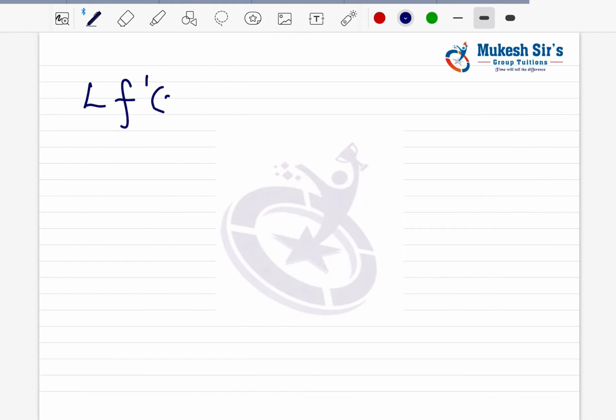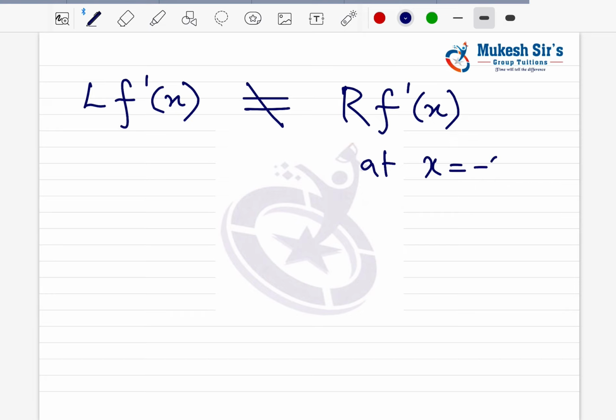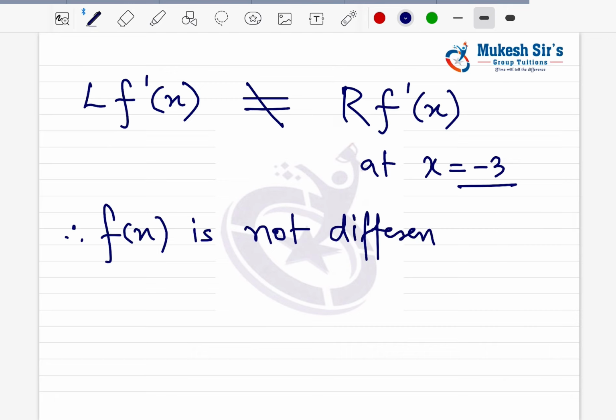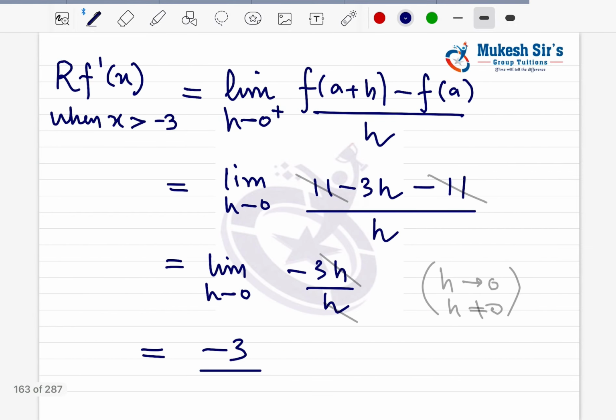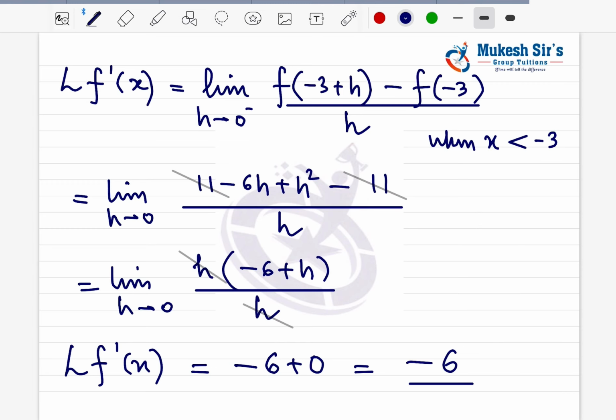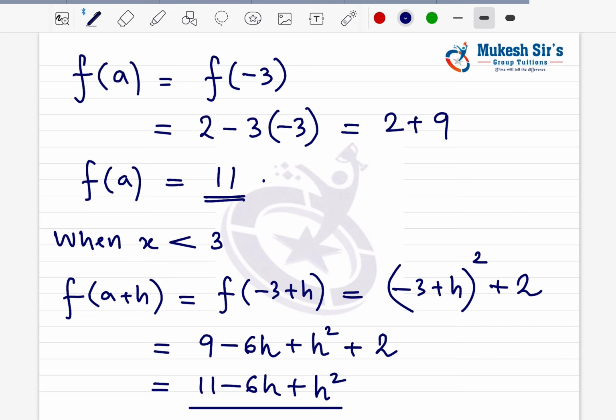So you can say the left hand derivative is not equal to the right hand derivative at x equal to minus 3. Therefore f of x is not differentiable at x equal to minus 3. So the function is not differentiable at x equal to minus 3. Clear? So you have to find the derivative on the left side, derivative on the right side, and then you have to check whether they are equal or not.